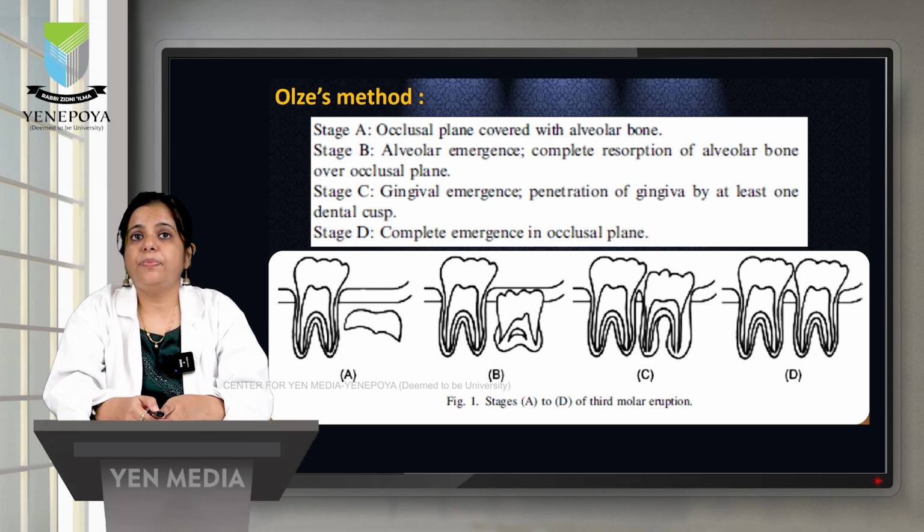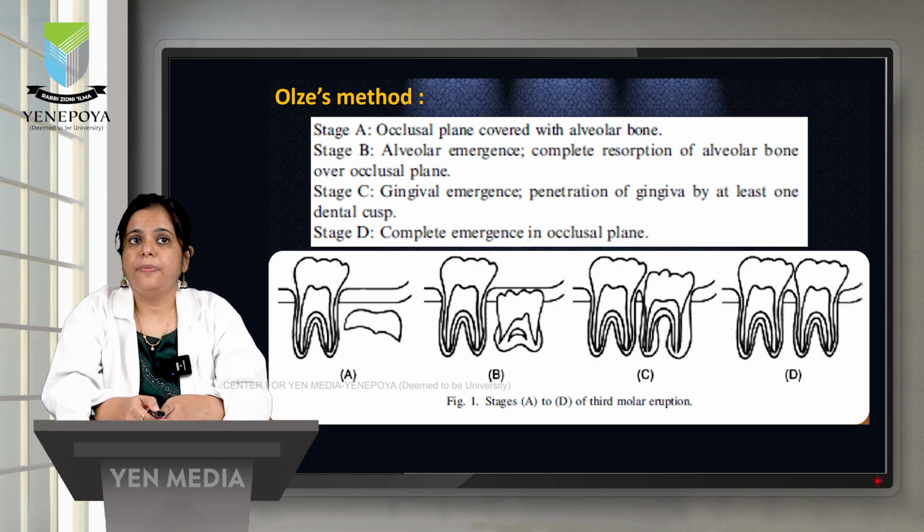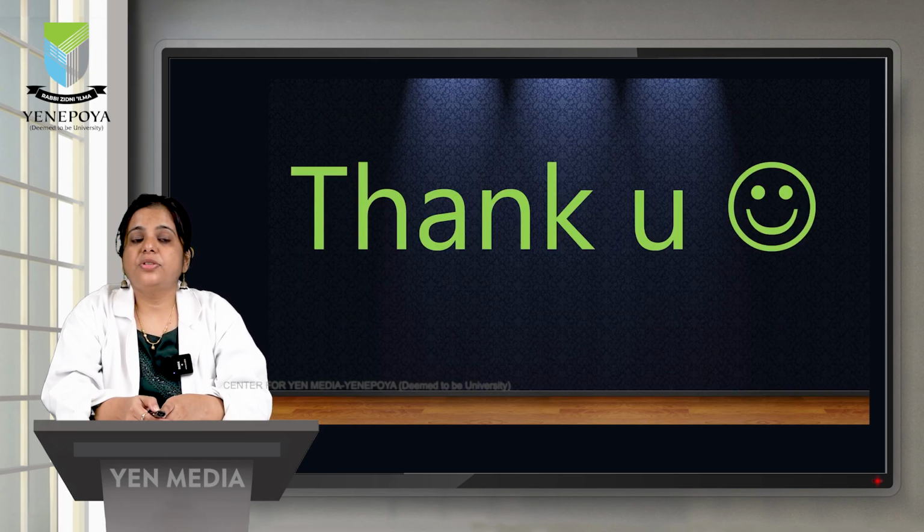Stage A, occlusal plane is covered with the alveolar bone. Stage B, alveolar emergence, complete resorption of alveolar bone over the occlusal plane. Stage C, gingival emergence is there, penetration of the gingiva by at least one of the dental cusps of the molar. Stage D, complete emergence of the tooth in the occlusal plane. So these are the various radiographic methods that are used in forensic odontology.